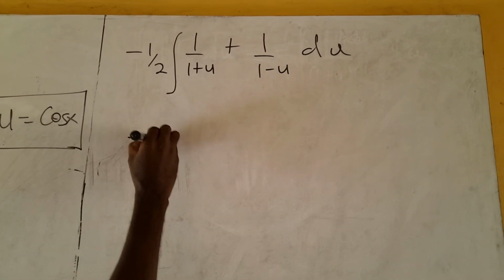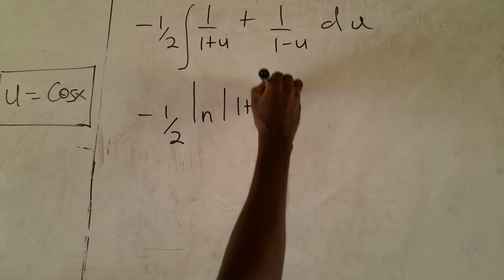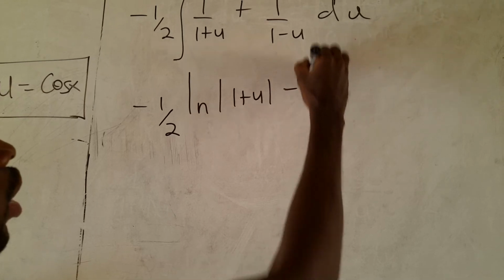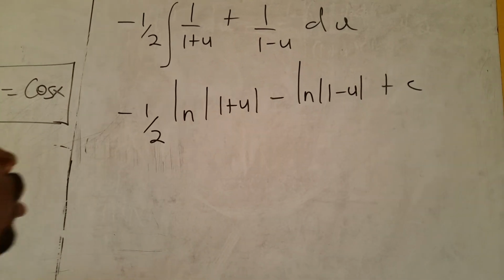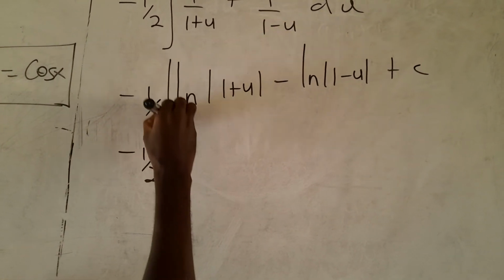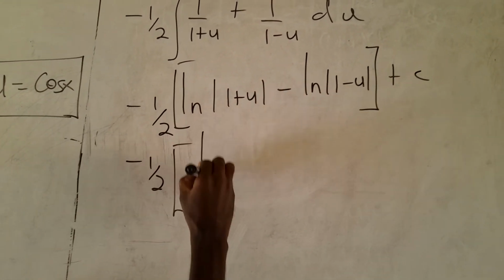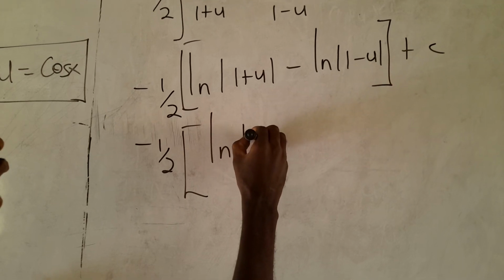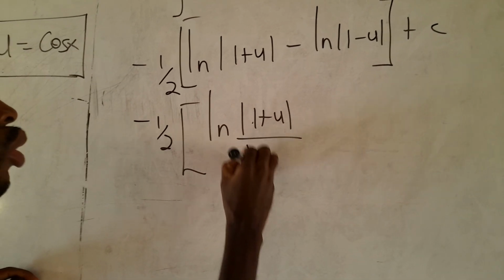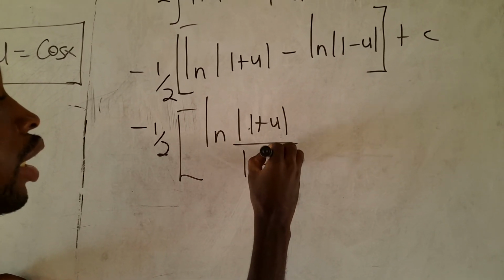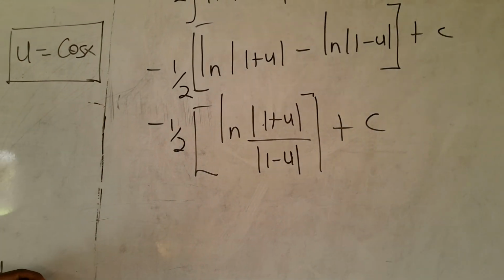So when we integrate this, ten by ten, the integral of this will be ln absolute value of 1 plus u. Because of the negative here, it will be minus ln absolute value of 1 minus u, then plus our constant. So I have negative half. Since this is subtracting, we apply the law of logarithms. So we say ln of absolute value of 1 plus u over absolute value of 1 minus u, then plus our constant.